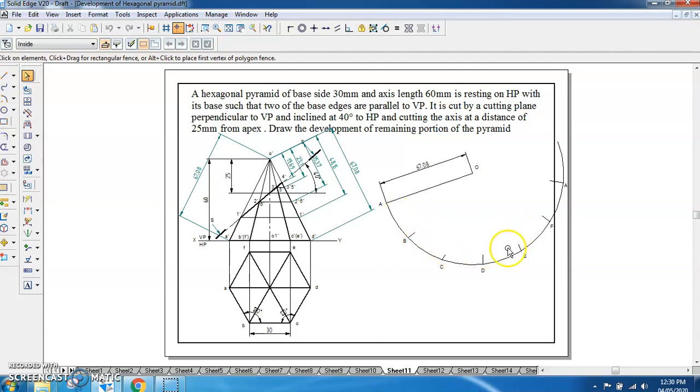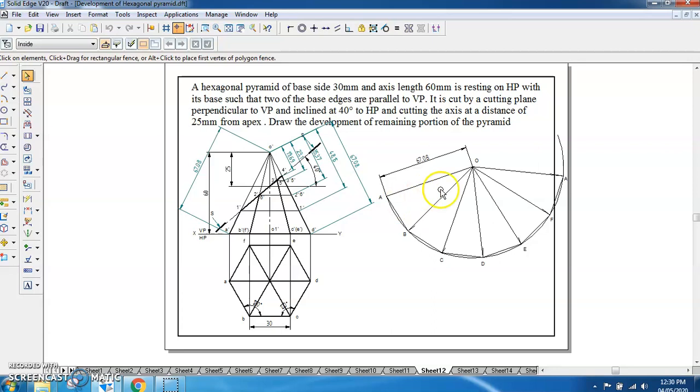So once you mark all these points on the arc, you can go to the connection of this. So you connect A to B, B to O, then B to C, C to O, C to D, D to O, D to E, E to O, E to F, F to O, and F to A and A to O back. So like this you have got the development of hexagonal pyramid. So this is the development of hexagonal pyramid.